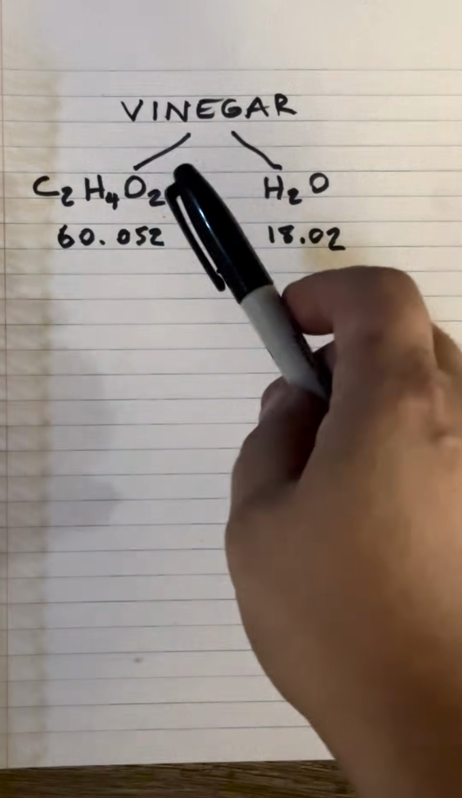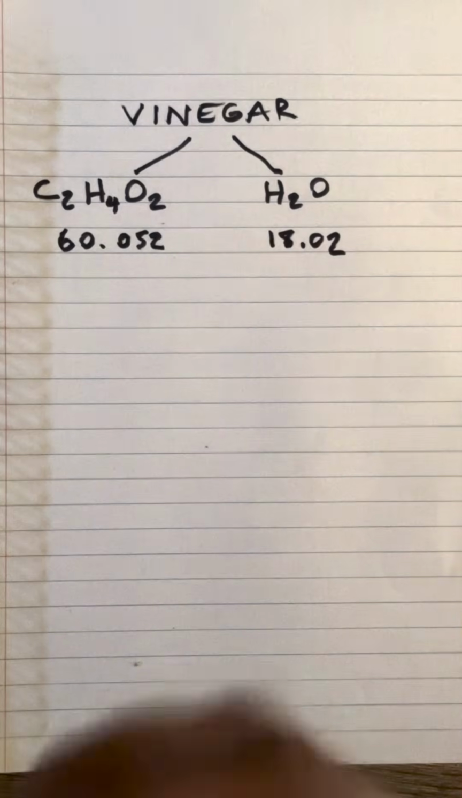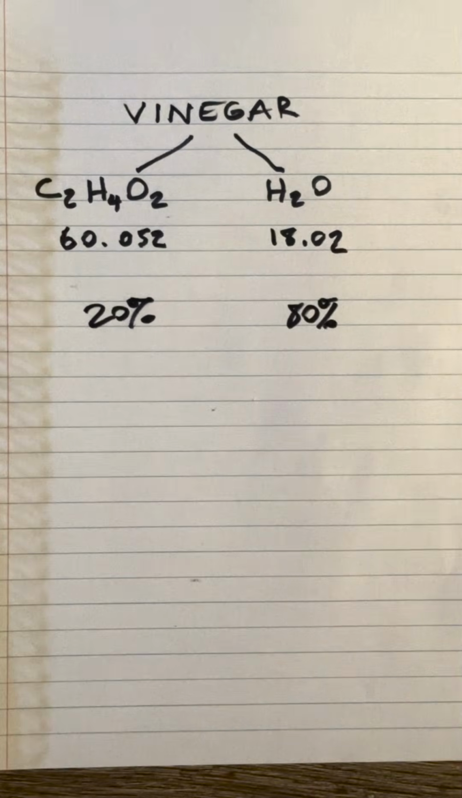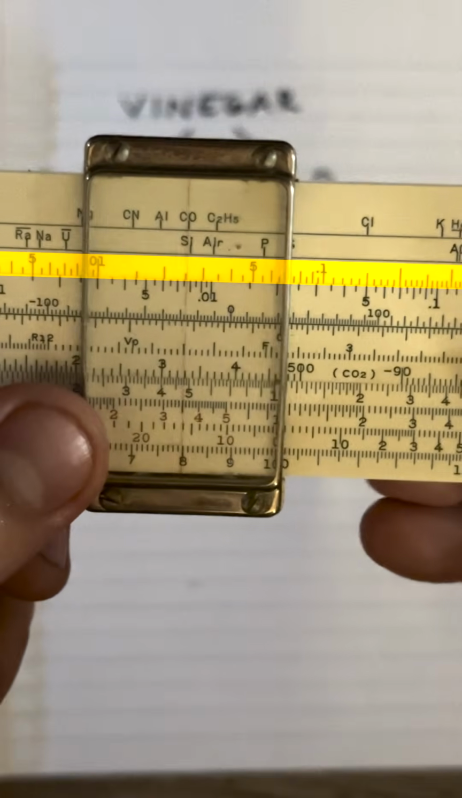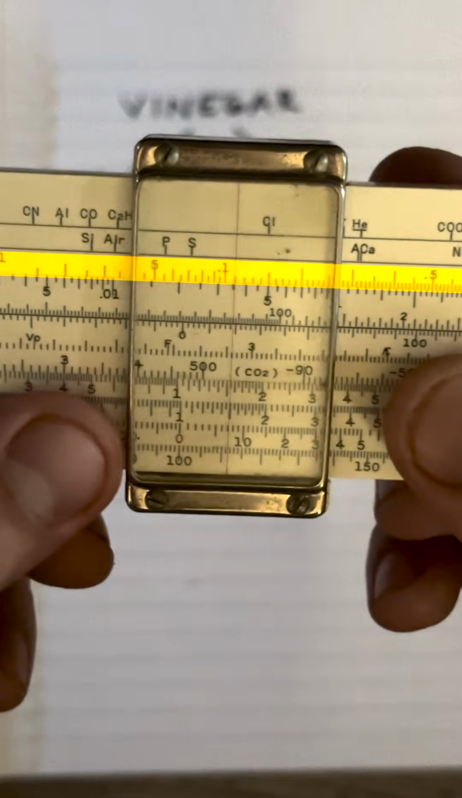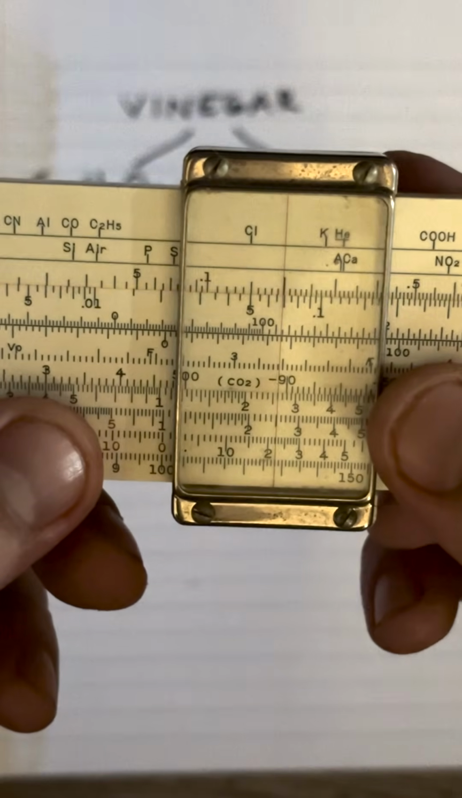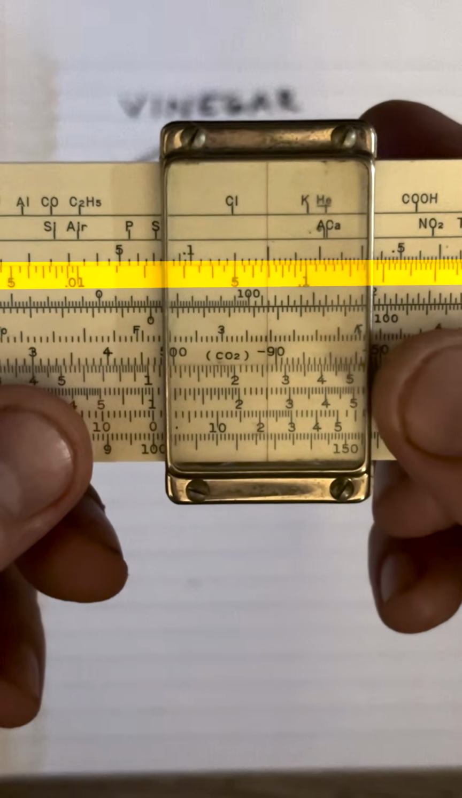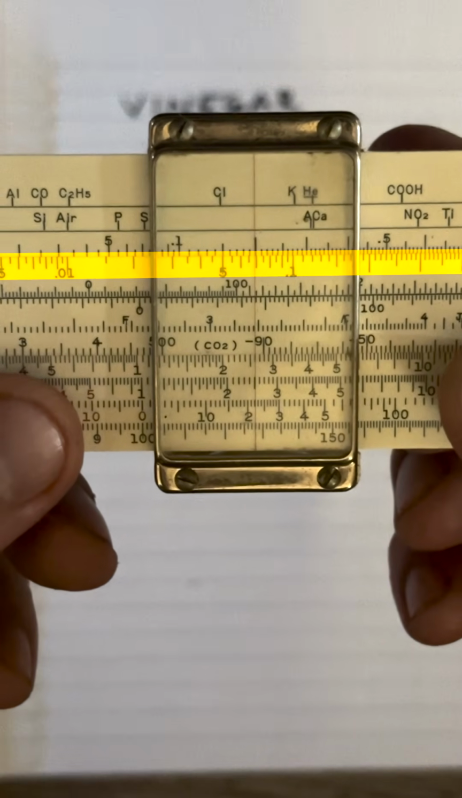So let's say that in vinegar, acetic acid is going to be 20% of the mixture and water is going to be 80%. So let's find the mole percentage of acetic acid. So on that M1 scale, I'm going to slide to 0.1, 0.2. And if we look down on the M2 scale, that'll give us our mole percentage of acetic acid, which is going to be a little bit under 0.07.